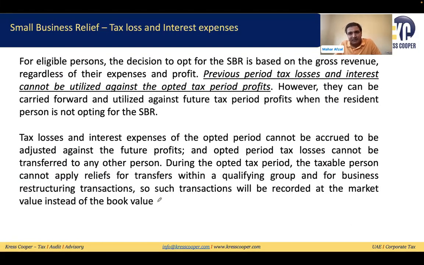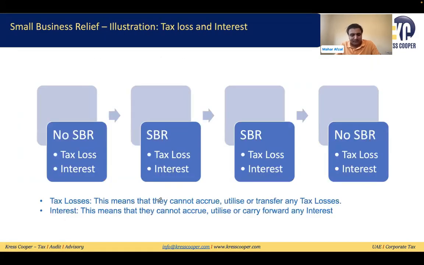Tax loss and interest. This is very interesting. I will just simply explain it. This is a company. This company has not opted for small business relief. This company has opted. This company has not opted.